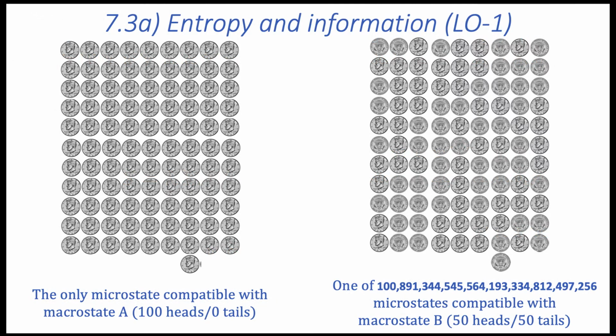We can view W as a measure of our lack of knowledge about a system. As W increases, our knowledge of a system decreases. Consider, for example, a set of 100 coins, each of which is either heads up or tails up. The macrostates are specified by the total number of heads and tails, whereas the microstates are specified by the condition of each individual coin.